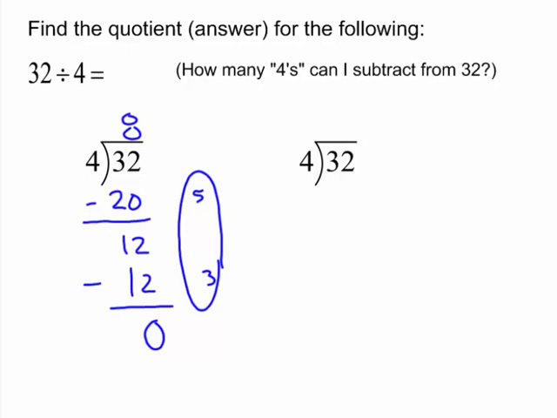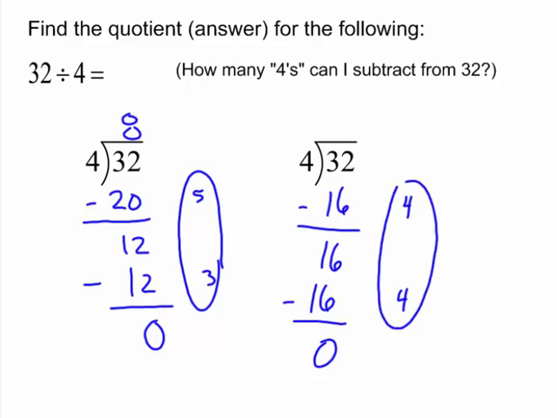Now if I was to approach it a different way, maybe I recognize that 4 times 4 is 16. So if I subtract 16 from 32, I'm just going to make a little note over here of the 4 groups of 4 that I used. I get a result here of 16, and then I might say, well, I could subtract another group of 16, and that would be 4 groups of 4, and again I end up with 0 left over. If I total those up, you'll notice I get the same value of 8.